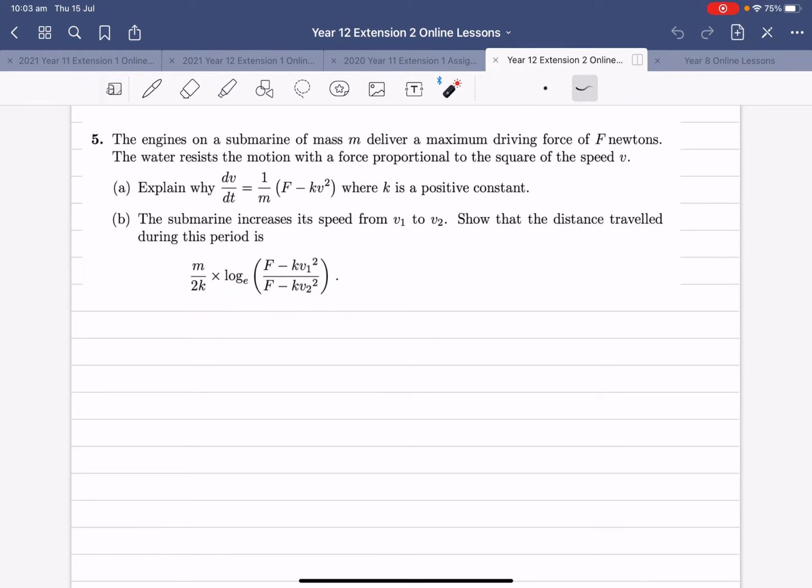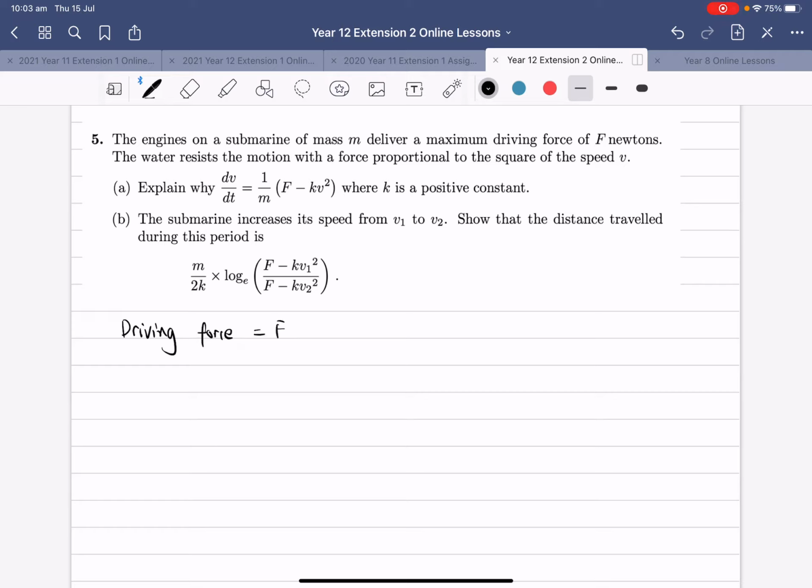Last lesson, for part 1, we did similar questions where the speed is increased from a certain number to another number, and then we need to calculate the distance changed. Okay, right. So let's start with the question. First step here, we need to write down everything we have. We have the driving force. The driving force is just equal to F.